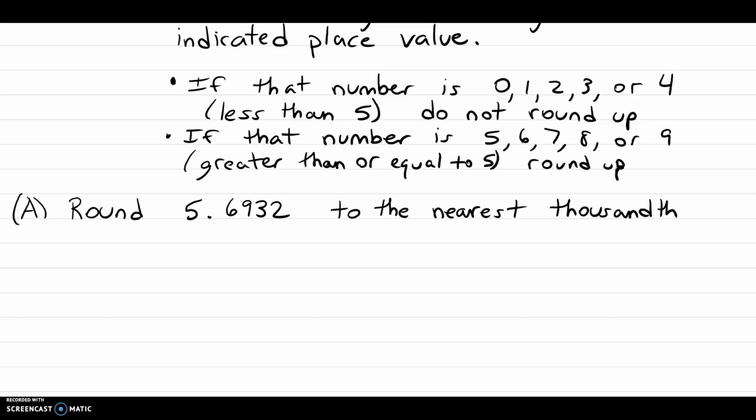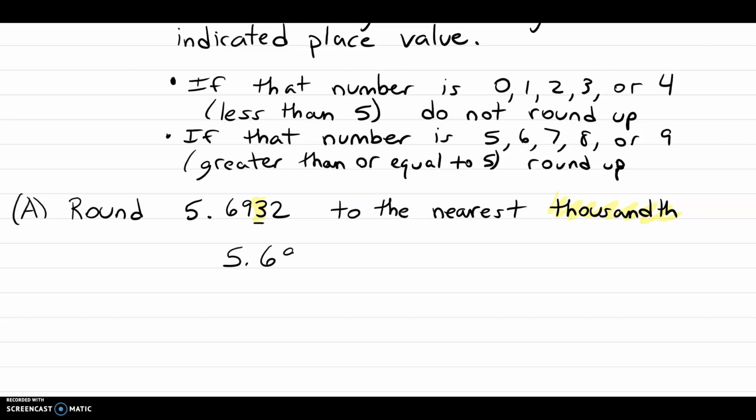Remember, you identify your place value. So for thousandths, that's going to be in the 3 spot for this problem because it's 3 digits after the decimal place. We have tenths, hundredths, thousandths. So then you just follow your rule. Next to the 3 to the right is a 2. So that number is less than 5. So that means we're not going to round up, so that number is going to stay the same.